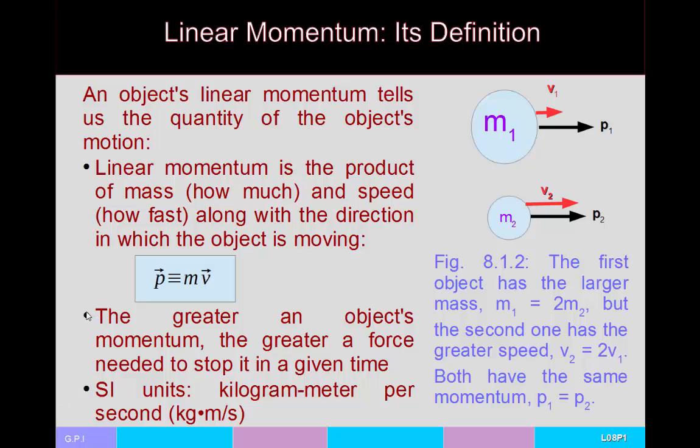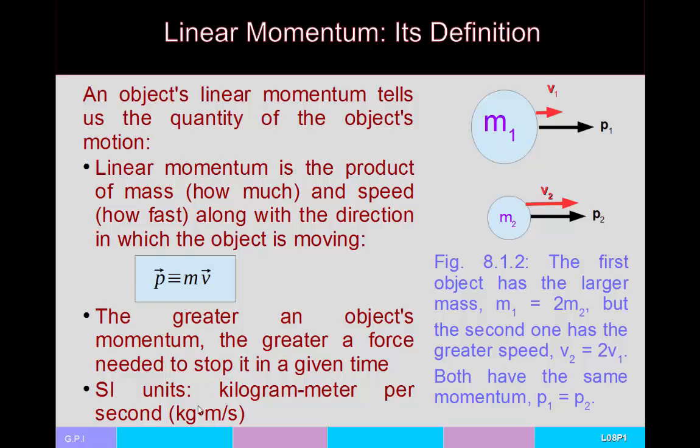The other thing to note here is that the larger momentum an object has, the greater amount of force that is going to need to be applied to that object in order to stop it in a given time. And you can see that because in order to stop something in a given amount of time, you would have an acceleration here. The larger the momentum, the larger either the mass or the velocity. If you have a larger velocity, then you're going to need a larger acceleration to stop in the same amount of time. If you have a larger mass, then you're going to need a larger force to get the same acceleration in the same amount of time.